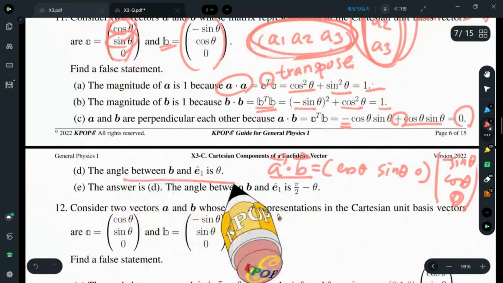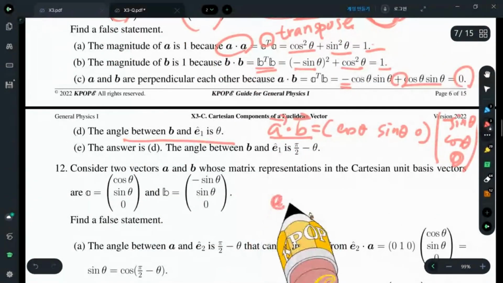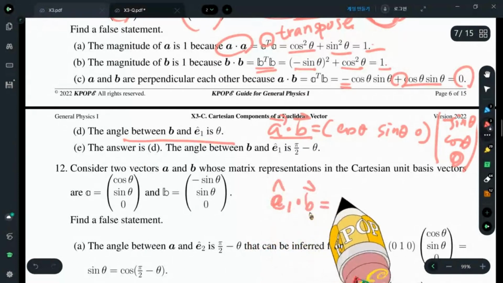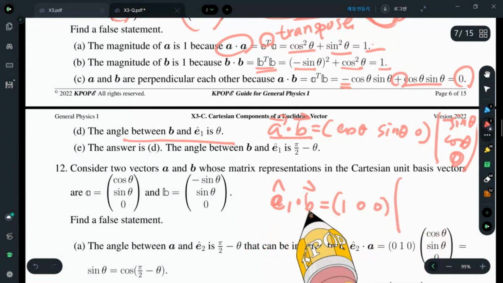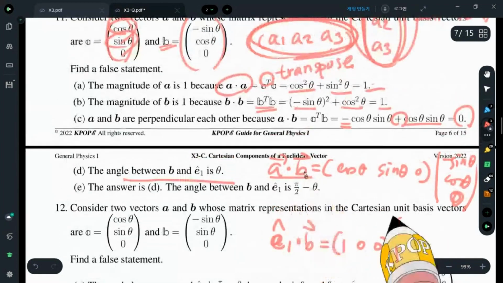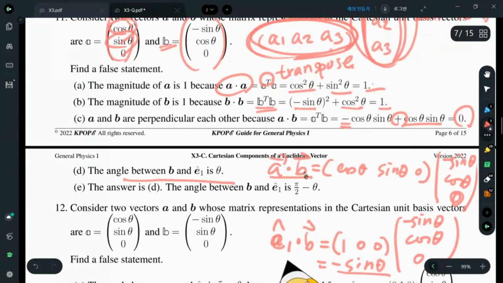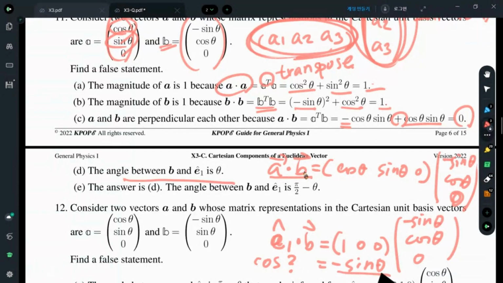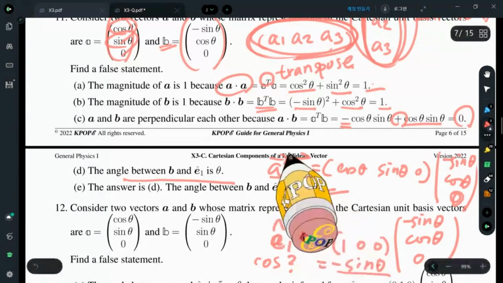Angle between B and E1. Then what we need to compute is just E1 hat dot B. E1 hat is simple, 1, 0, 0. B is minus sine theta, cosine theta, 0. Multiply: minus sine theta. Minus sine theta is not cosine theta, but cosine of something is minus sine theta. You can find that this is half of pi minus theta.